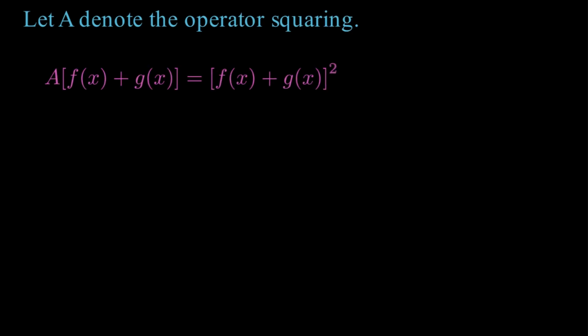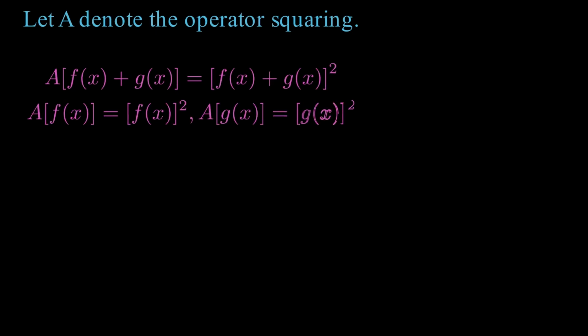So now we have another operator, squaring, and let A denote that squaring operator. Now we have the operator A operating on the sum of two functions, that is f as a function of x and g as a function of x, and this results in (f(x) + g(x)) whole square.